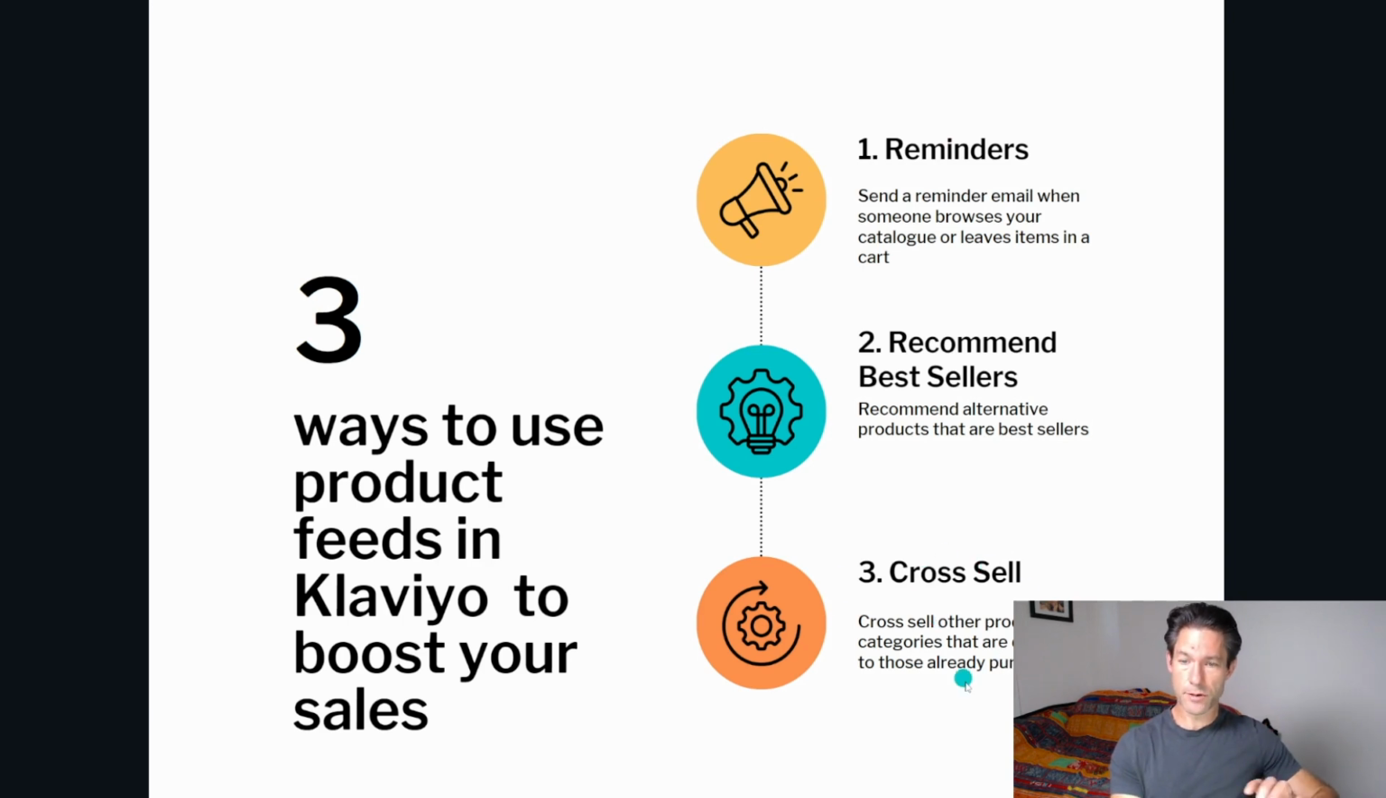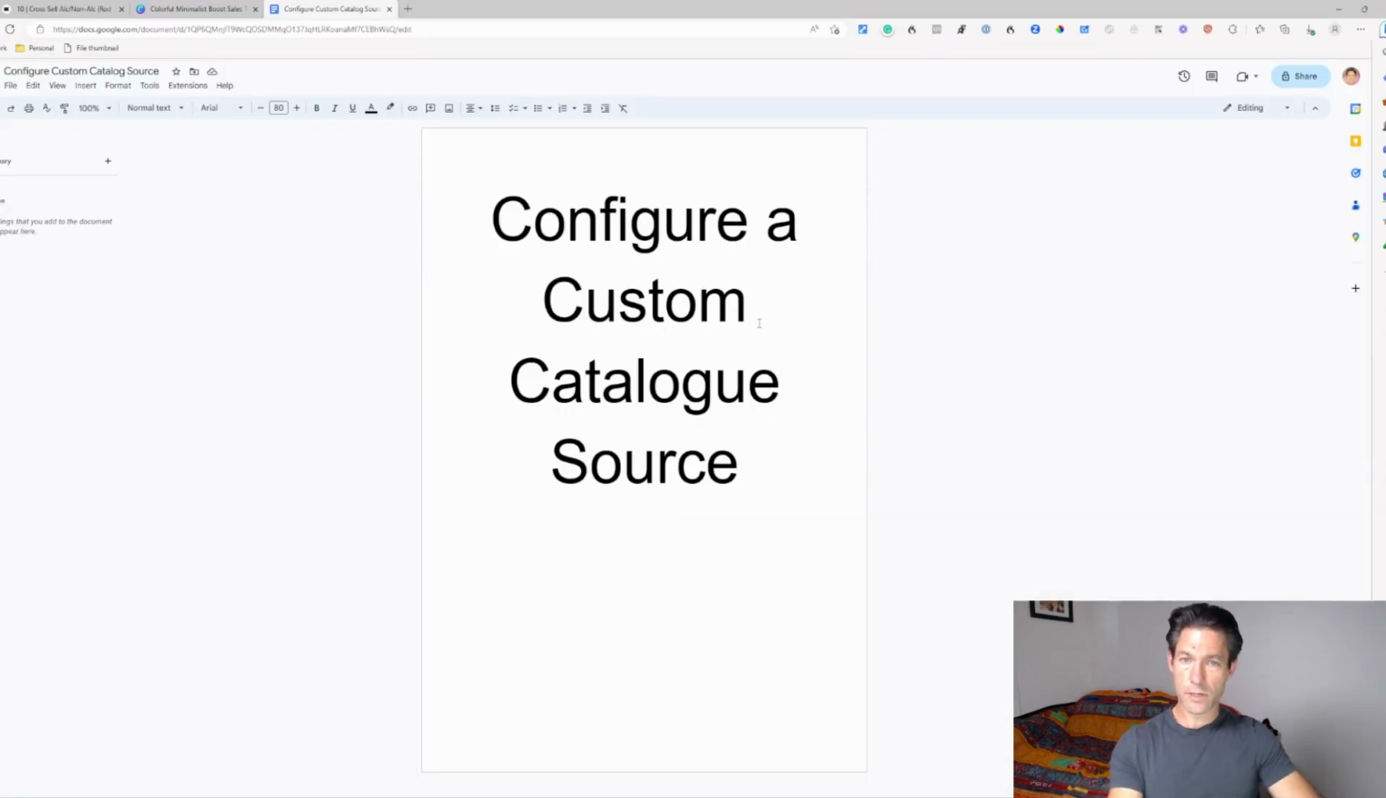So that's pre and post purchase. And number 3 is you can cross-sell. So you can cross-sell other product categories that are different to product categories that the customer may have already made a purchase from. So I'm going to show you some more practical examples of how this works later on in the video. And the first thing that you need to do is configure a custom catalog source.